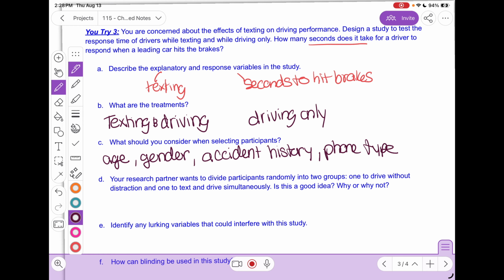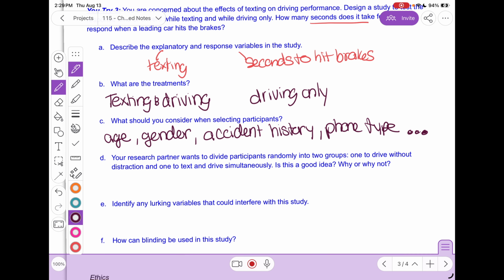A push button phone versus a touchscreen phone. A flip phone versus a phone that doesn't have that. Bigger phones and smaller phones. Anything else you can think of? How often people text. If it's someone that texts all the time versus someone that only texts like once a week. Does voice to text count, or is it only type texting? Those are all different things you could think about.